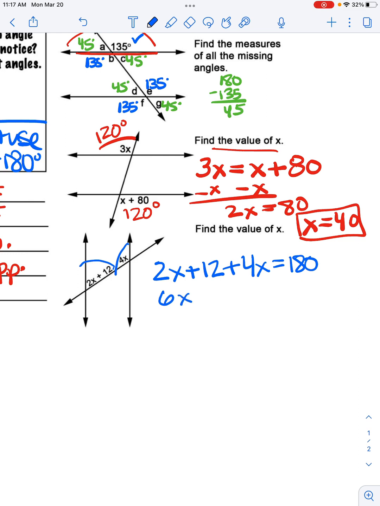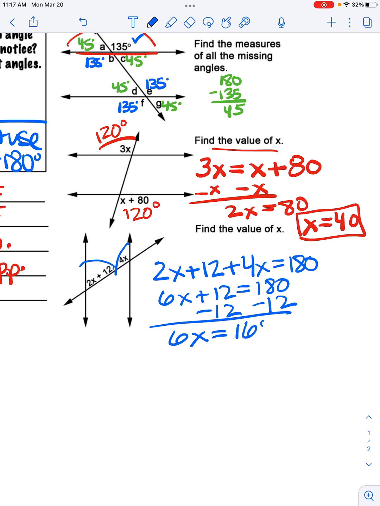So let's go ahead and solve this using the steps we know about equations. We're going to combine like terms on the same side, and now we just have a two-step equation. So we'll subtract 12. And we get 168 over here. And when we divide by 6, 6 goes into 16 twice, and then 48. So 28 would be how big x is.